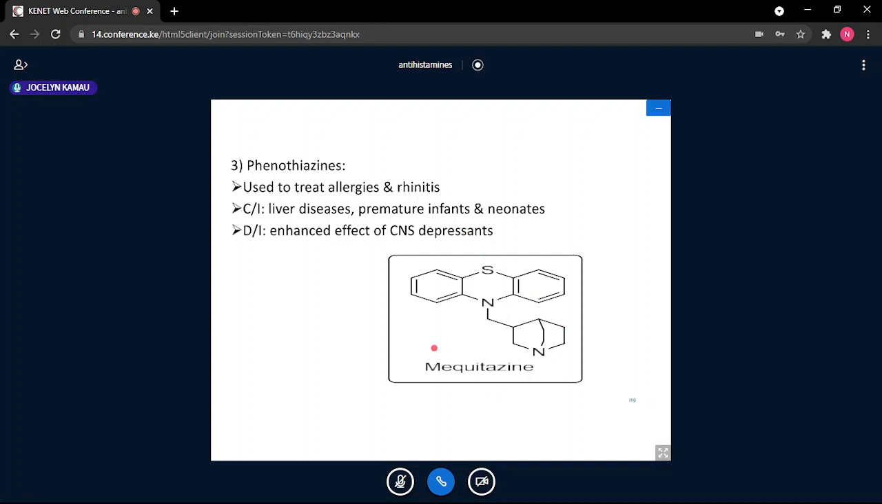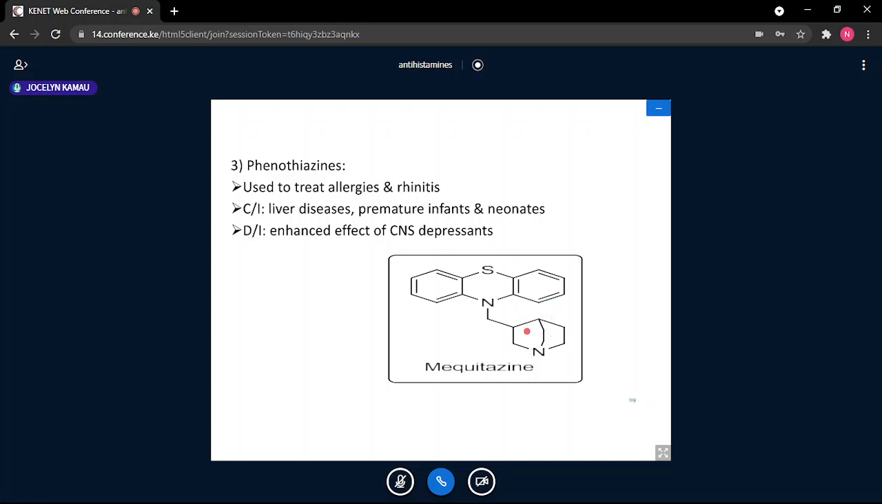So this drug, again, we are calling it mequitazine, has structural resemblance with the other one we had seen. It is only that in this one you can see this is an ethylene chain. The ring here is a bicyclic ring. So the bicyclic ring is 1, 2, 3, 4, 5, 6. This ring on this side is a six-membered carbocyclic ring. The ring on this side is 1, 2, 3, 4, 5, 6. The ring on this side is a piperidine ring.